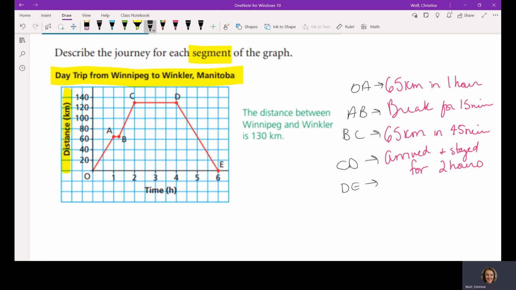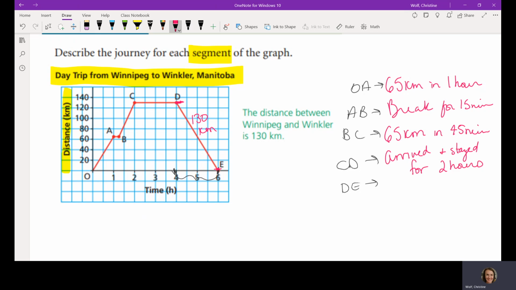They have no breaks. We have no horizontal lines, no break in the graph there. They start at the 4-hour mark and they get home after the 6-hour mark. Don't write 6. That's only a span of 2 hours, okay? And they drove 130 kilometers. That's where they were, all the way down to 0. So this is a whole drive of 130 kilometers home.